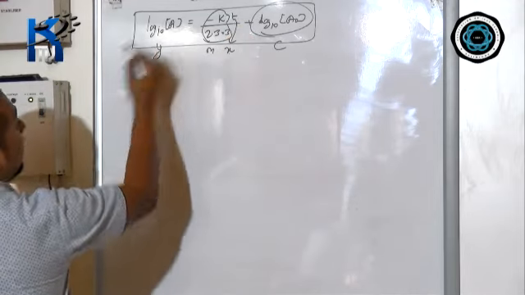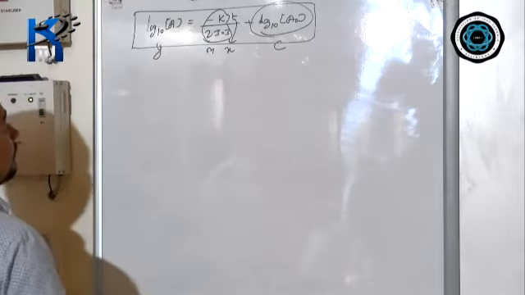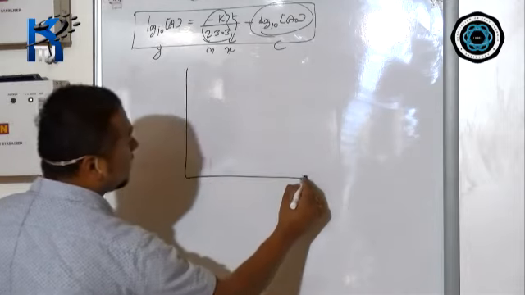Ordinate value is log 10a, and this is the value of y-intercept. So from this we can make the graph for first order reaction. So let us see the graph now.